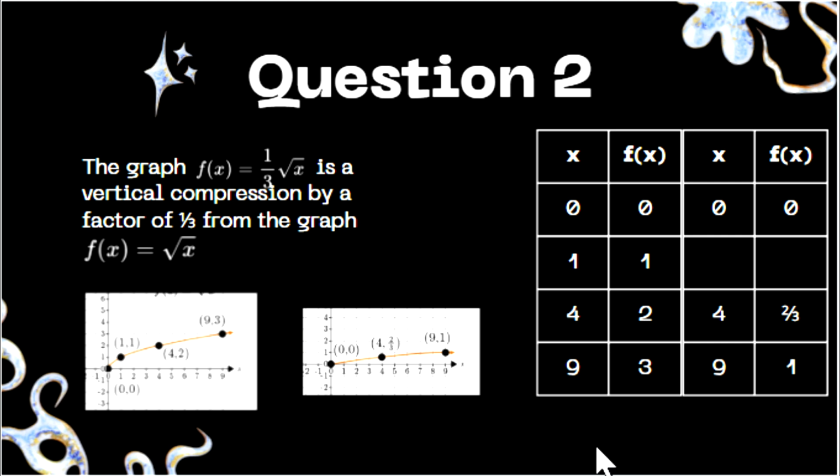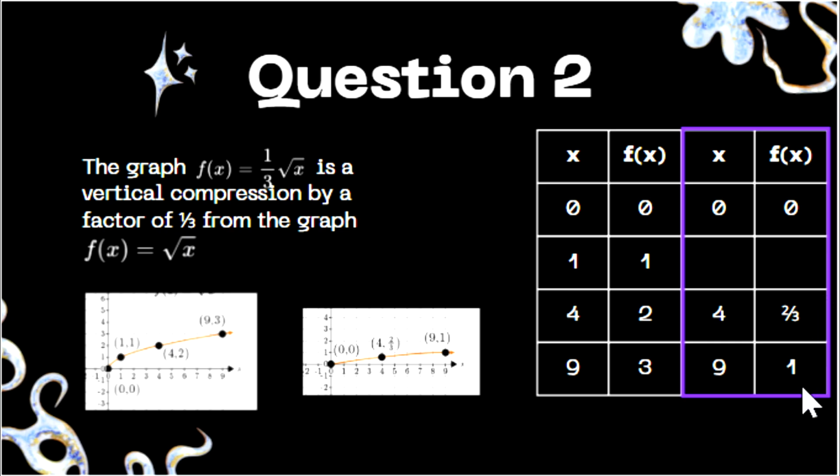Here are your tables. So for x, we have 0, 1, 4, and 9. The 1 didn't work on this one because it's being compressed. Don't stress. It just is what it is. But the f of x values for the original function, the parent function, are 0, 1, 2, 3. And for the compressed dilated function are 0, 1/3, 2/3, and 1.